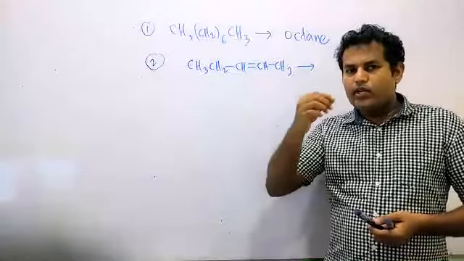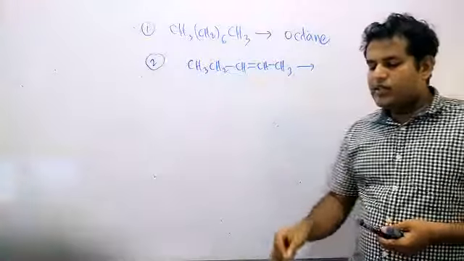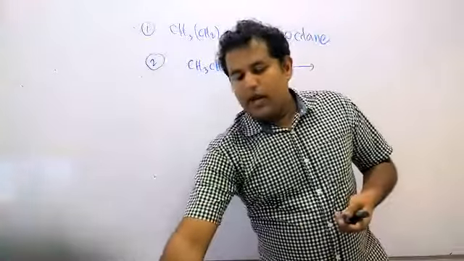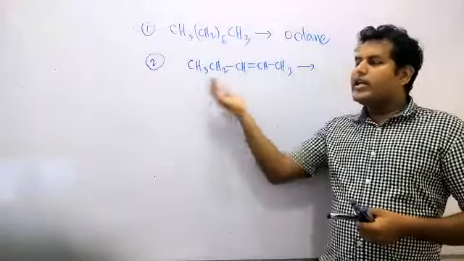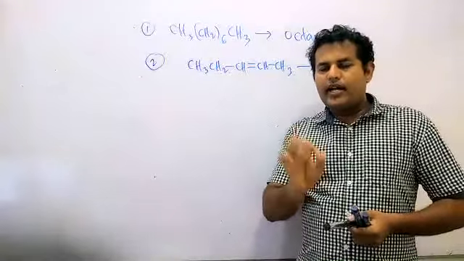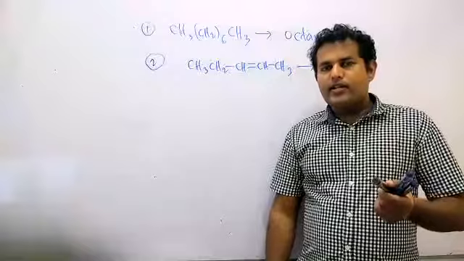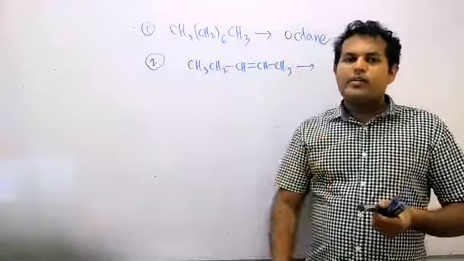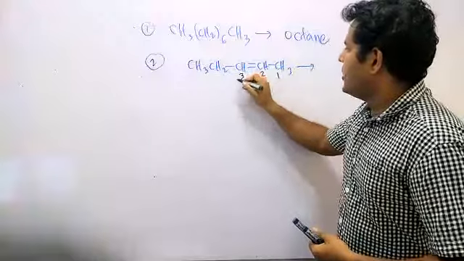You have to give the location of the double bond. So when you are giving the location of the double bond, you have to be very careful when you are numbering it. Why? Because you can't number in any direction, left to right or right to left. There's a certain criteria you have to follow. What is that? Always give the lowest number to the carbon-carbon double bond. So how do we number it? 1, 2, 3, 4, 5.